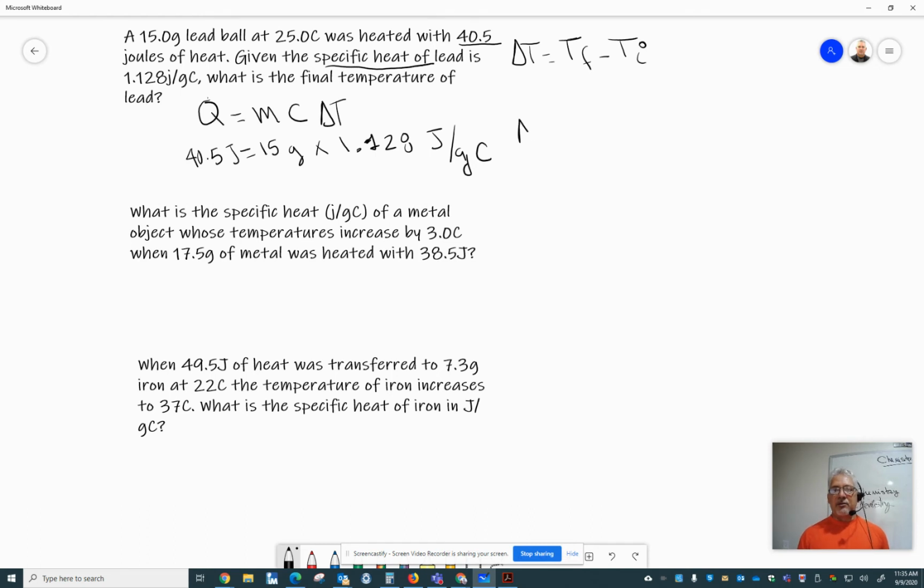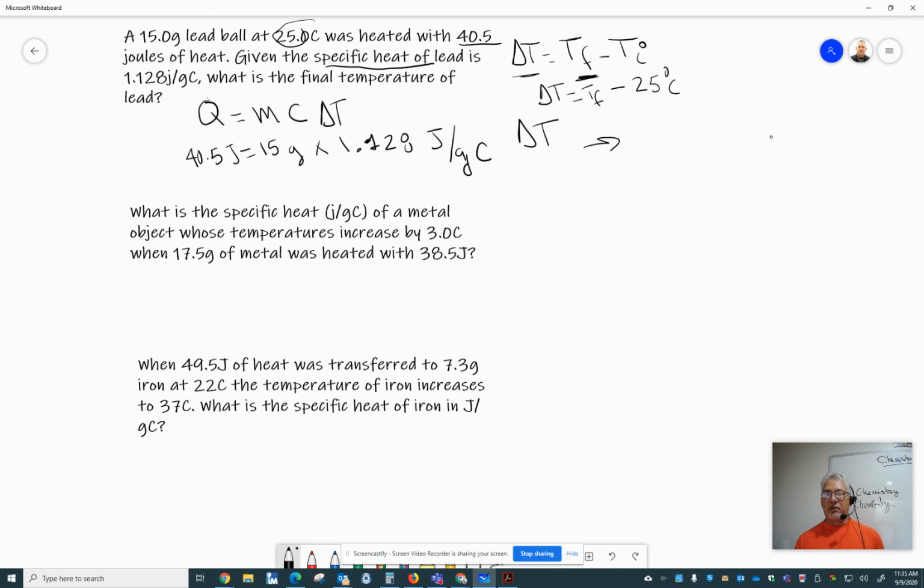And they ask you first, what is the final temperature? You need to solve this one, but in order to find the final temperature, you need to find delta T, because the initial temperature is given here. They gave you the initial temperature 25 Celsius degrees. So if you find delta T, then the final temperature can be solved.